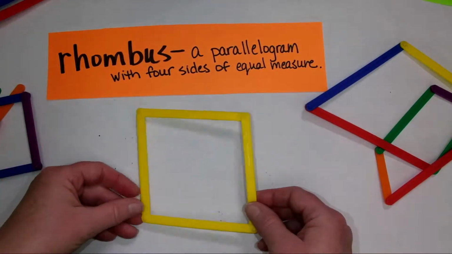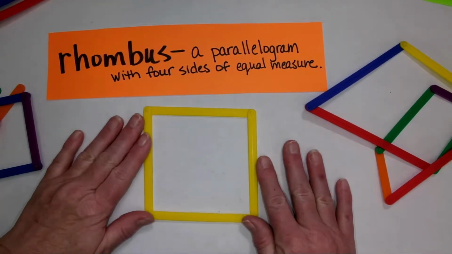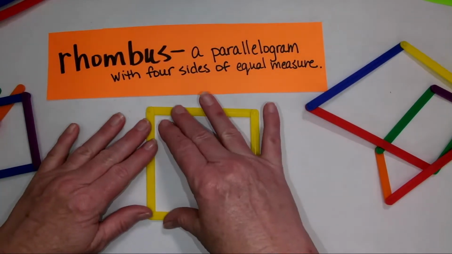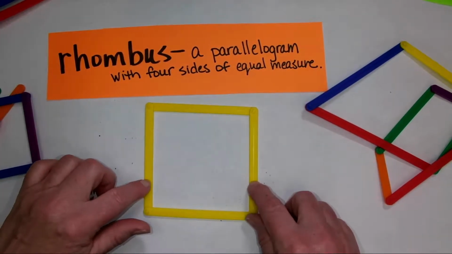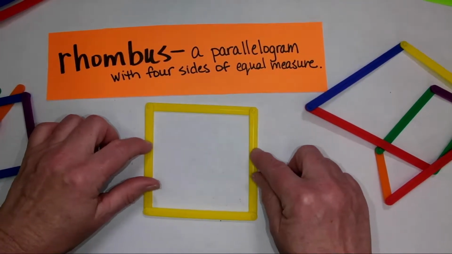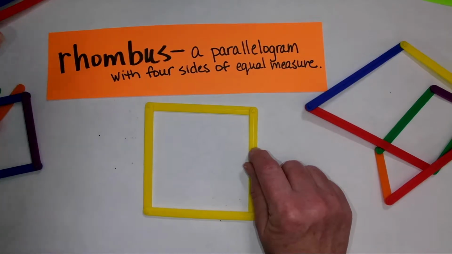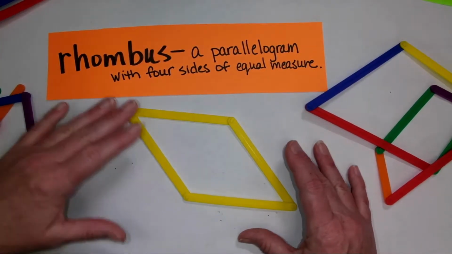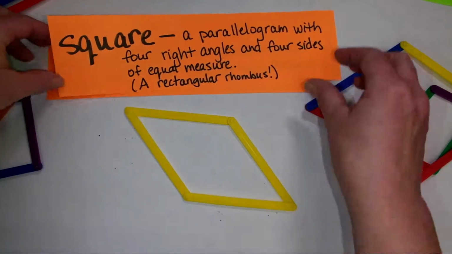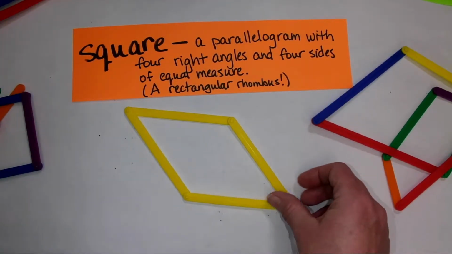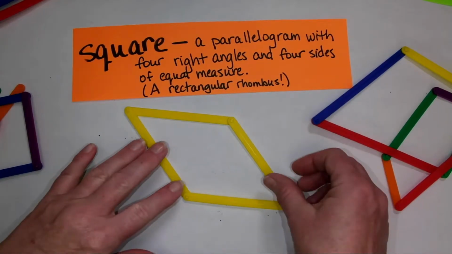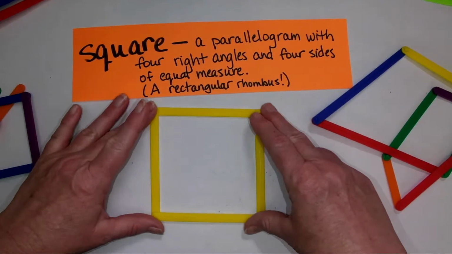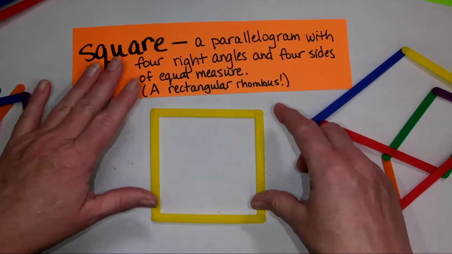I would ask them continuously, well, how do you know that it is a rhombus? Well, it's a parallelogram. Well, how do you know it's a parallelogram? Oh, well, it has two sets of lines that are parallel. If they have a rhombus that is shaped more like this, could you ask them, can you build a square? How do you make this rhombus into a square? And they would have to change the measure of the angles.